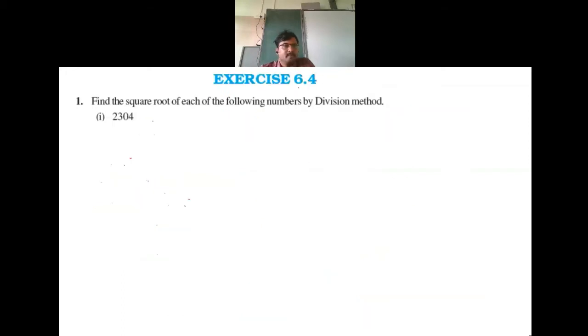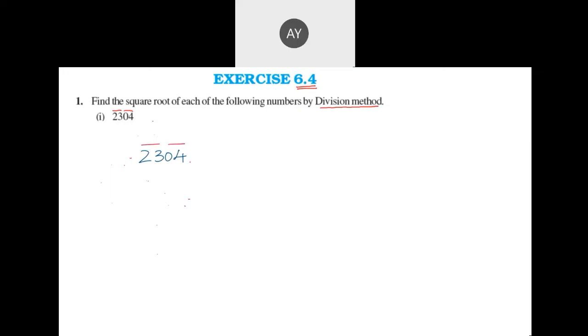Now we have the last exercise, exercise 6.4. We have come to the division method. All of you should be very careful and learn how to solve by the division method. When the given number has 4 digits, it will be easy for grouping. We have to always start grouping from the right-hand side towards the left. So there will be 2 groups. So we will make the groups like this.